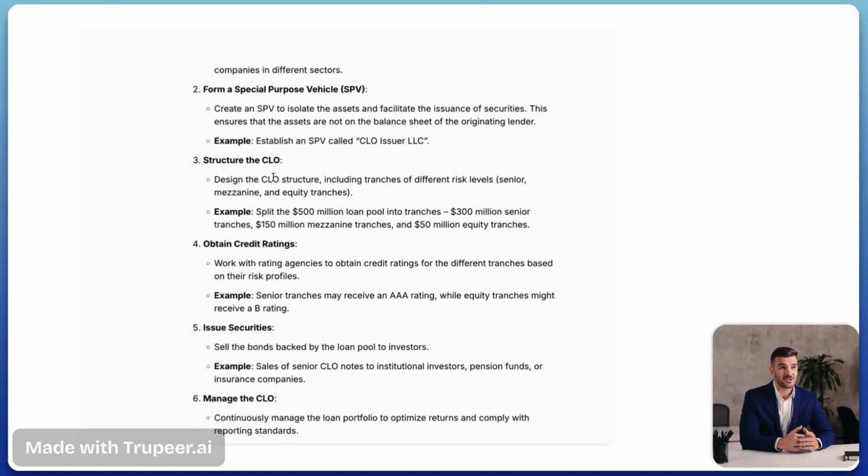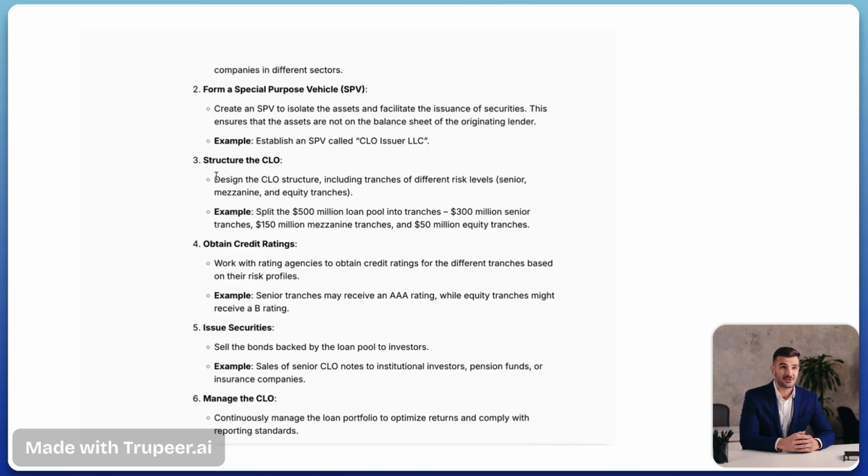Next up is structuring the CLO. You'll need to design the CLO structure, which includes tranches of varying risk levels, such as senior, mezzanine, and equity tranches. Equity holders, for example, receive any remaining payouts after bond interest and preference dividends are settled. In this structure, the equity tranches receive payouts in the same manner.